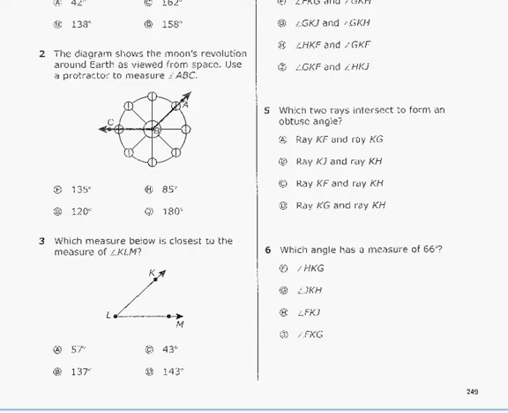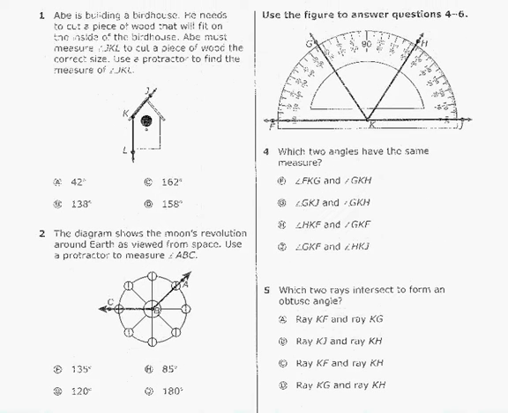Okay. Use a figure to answer questions 4 through 6. Which two angles have the same measure? F, angle FKG and angle JKH. G, angle GKJ and angle GKH. Answer choice H, angle HKF and angle GKF. And J, angle GKF and angle HKJ.